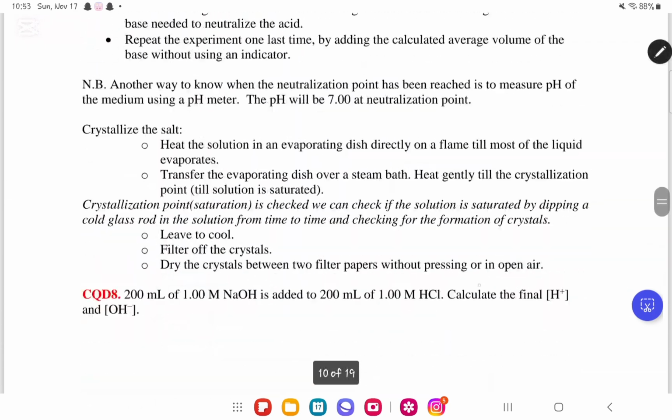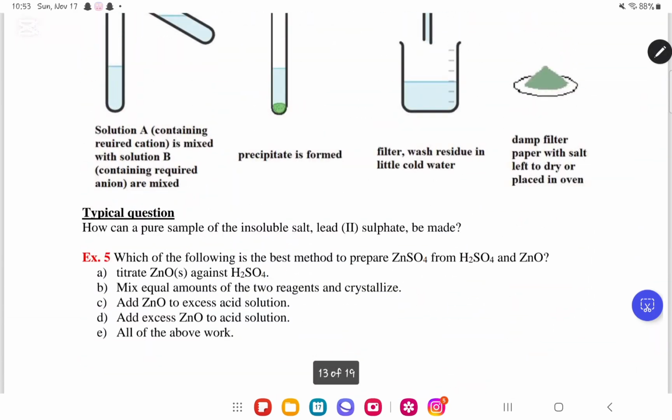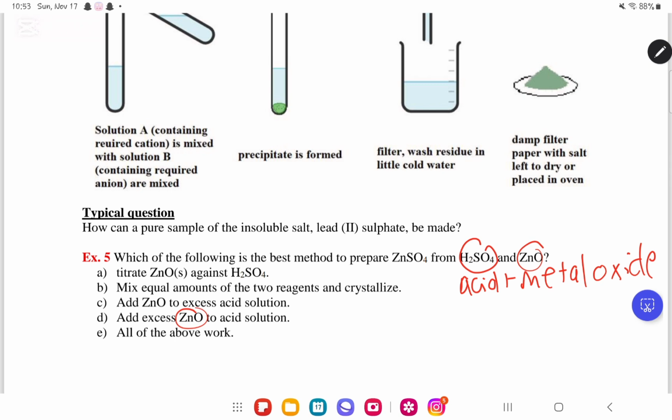So this is what we have in exercise 5. It was over here. We have an acid in addition to a metal oxide. So we need to add a specific amount of acid into excess metallic oxide. So the correct answer is D. Excess ZnO to acid solution.